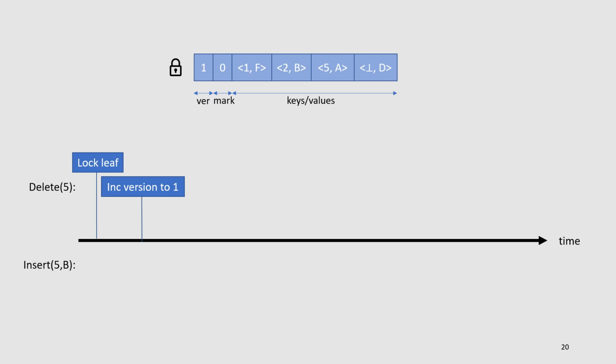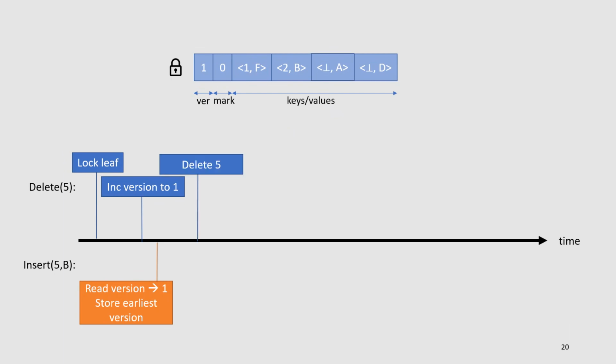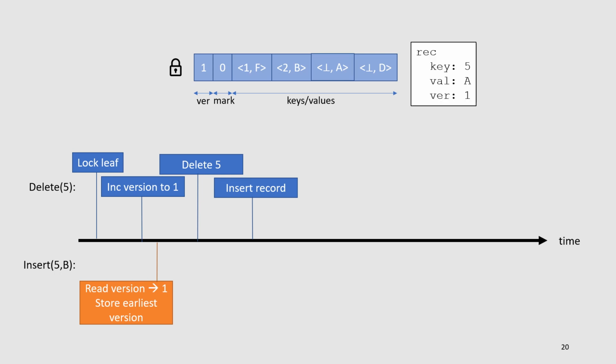The insert then reaches the leaf and reads and stores its version as soon as it can. In this example, the insert knows that it was present when the leaf version was 1. The delete then deletes the key, publishes the elimination record with the deleted key and value and current version of 1, increments the version to 2, and linearizes at that point.